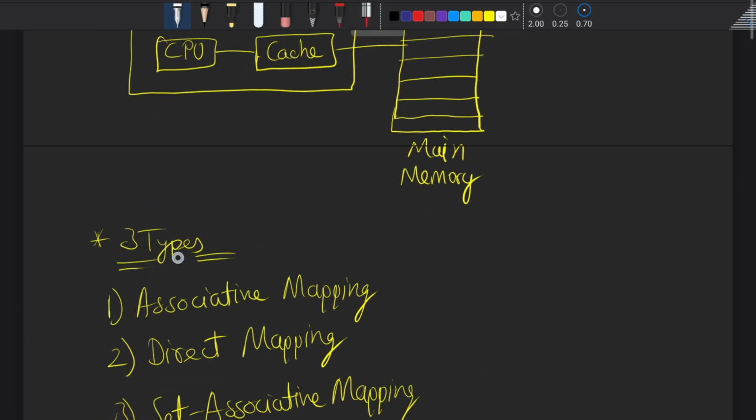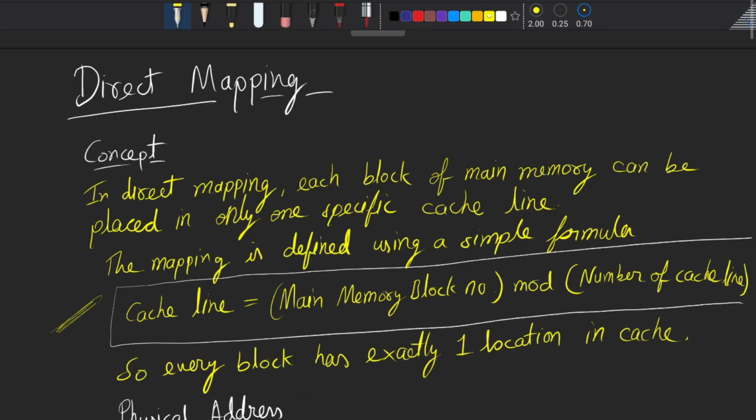There are three types of cache mapping: associative mapping, direct mapping, and set associative mapping. Now we will be discussing each type one by one. Let's start with direct mapping. In direct mapping, each block of main memory can be placed in only one specific cache line. The mapping is defined using a simple formula, that is, cache line is equal to main memory block number mod number of cache lines. So every block has exactly one location in cache.